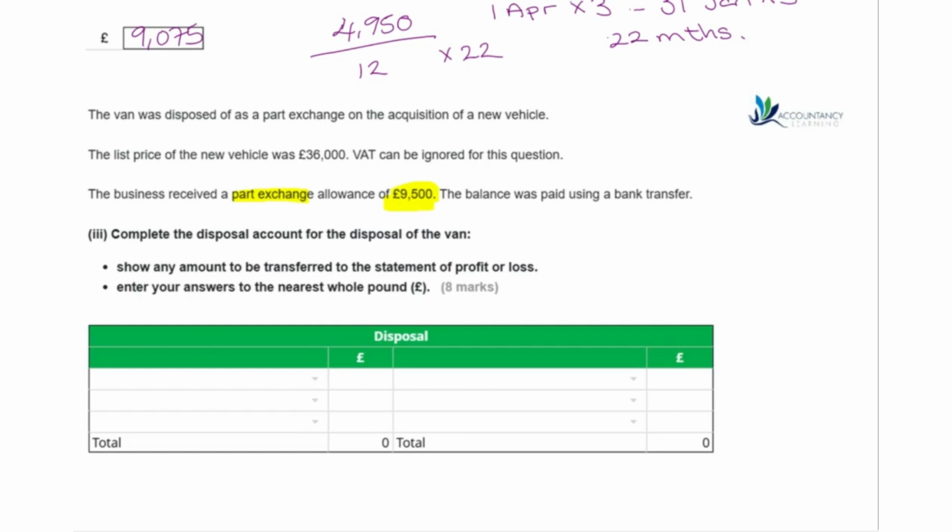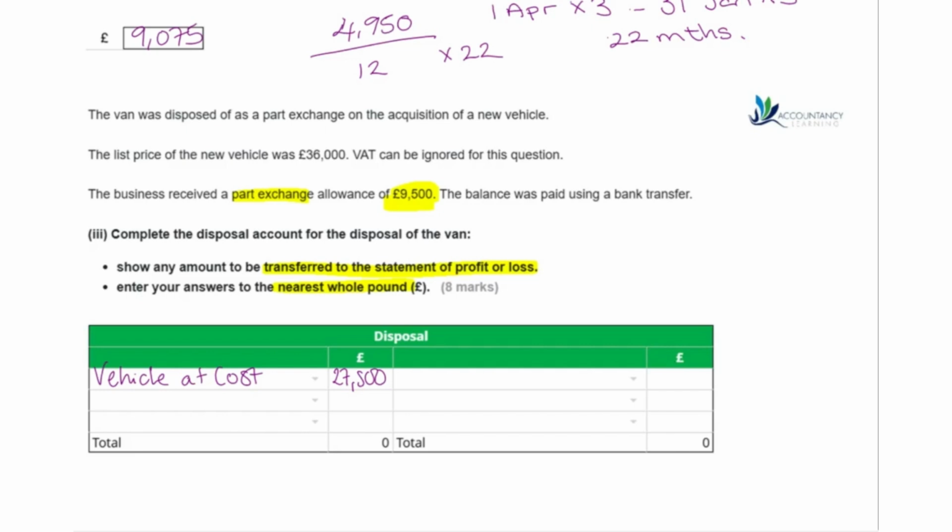We need to complete the disposal account for the disposal of the van, showing the amount to transfer to the statement of profit or loss and to the nearest whole pound. Our first step with disposal is to take it out at cost in the asset account. So it's sitting as a debit, so we will credit vehicles at cost and debit our disposal account. The full value, which was 27,500.